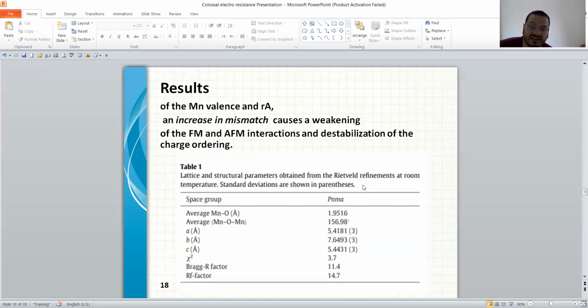Now, for the manganite valence and the radius, like I said before, we can find these results from the shown column. An increase in mismatch, what will it do? It causes a weakening of the intrinsic ferromagnetic interaction and destabilization of the charge order. The most important thing here is that a large mismatch will cause a weakening of the ferromagnetic interactions when we are dealing with an increase in the mismatch.